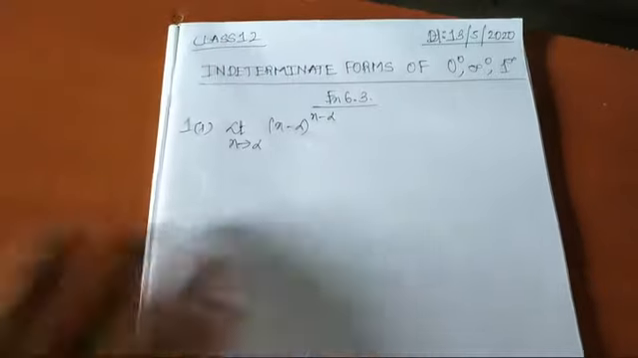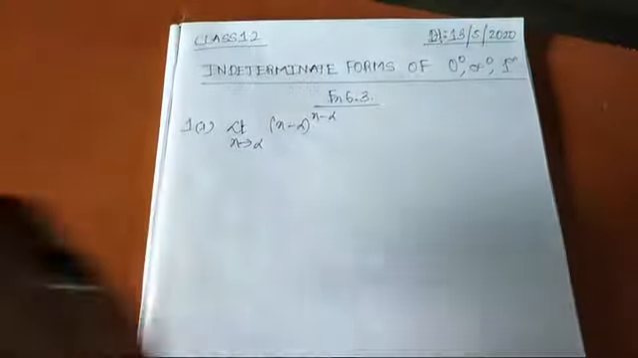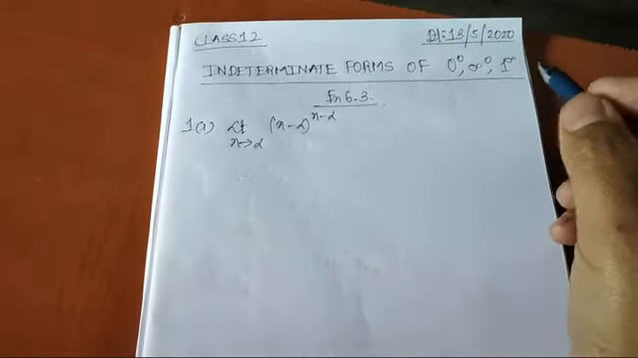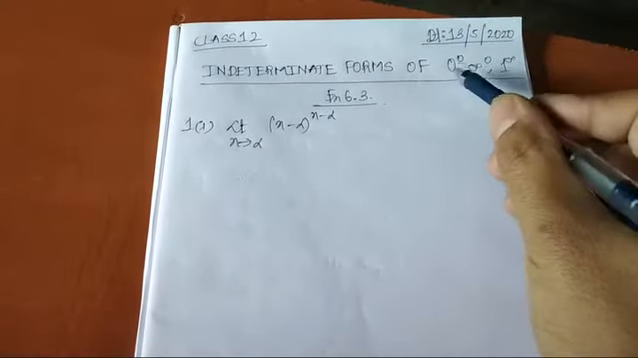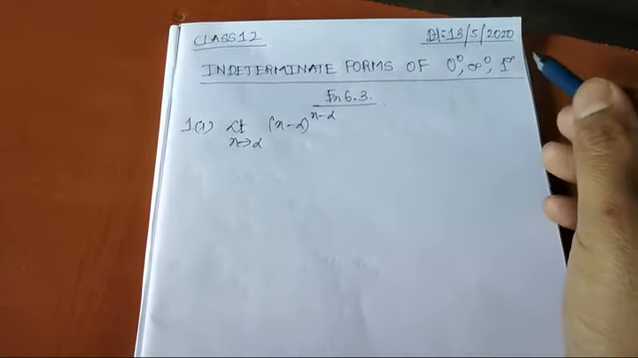Okay, good afternoon students. So today we are going to proceed with exercise 6.3. In this exercise we will be getting indeterminate forms of the type 0 to the power 0, infinity to the power 0, 1 to the power infinity.